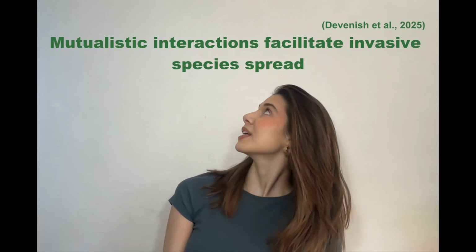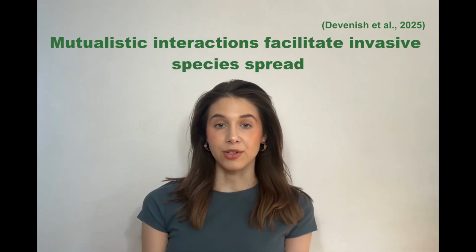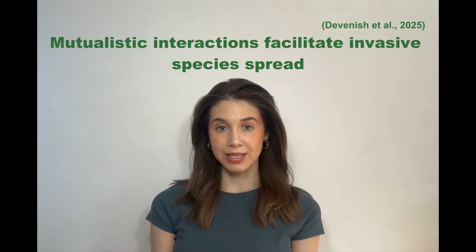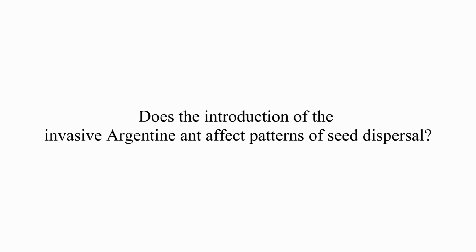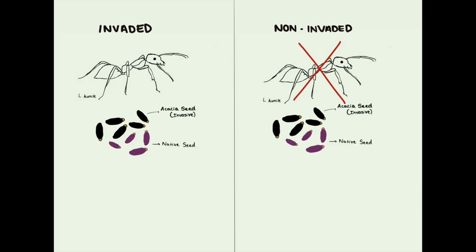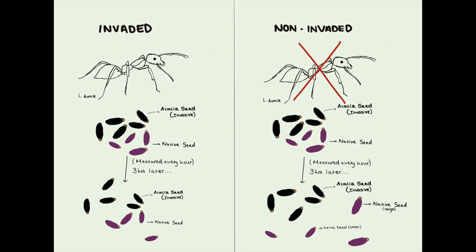This video covers a study of invader-invader interactions via myrmecochory, a type of mutualism in which plant seeds are dispersed by ants. For both invaded and non-invaded sites, frequencies and rate of seed removal over 3 hours were compared. Overall, there was a 13% decrease in the number of seeds dispersed in invaded locations compared with non-invaded locations.